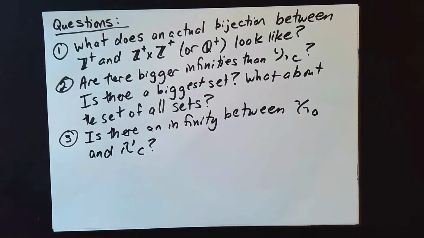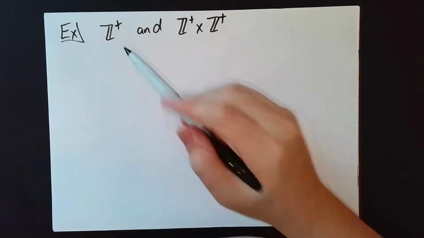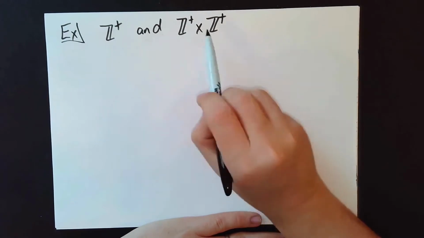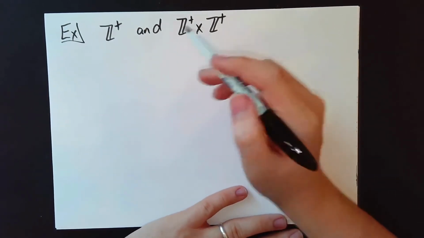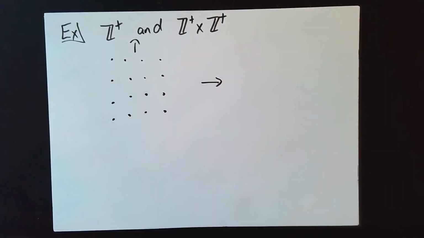Let's talk about what a bijection between the positive integers and the positive integers cross the positive integers would look like. Now, I'll note I've already proven formally that these two sets have the same cardinality, so I'm going to allow myself to be a little bit looser here than I would in writing if I were calling this a proof. I'm just going to show you that this can be done, and I think you'll be convinced that this can be done in a pretty natural way.